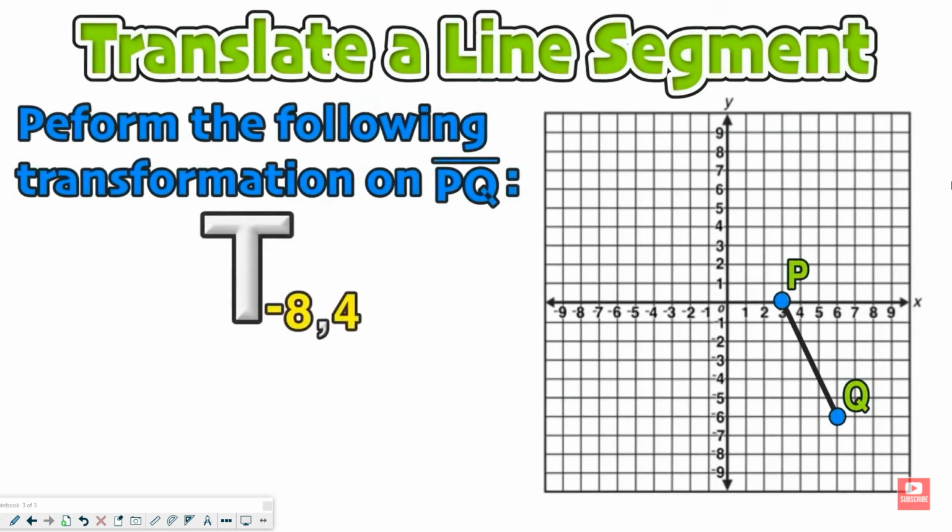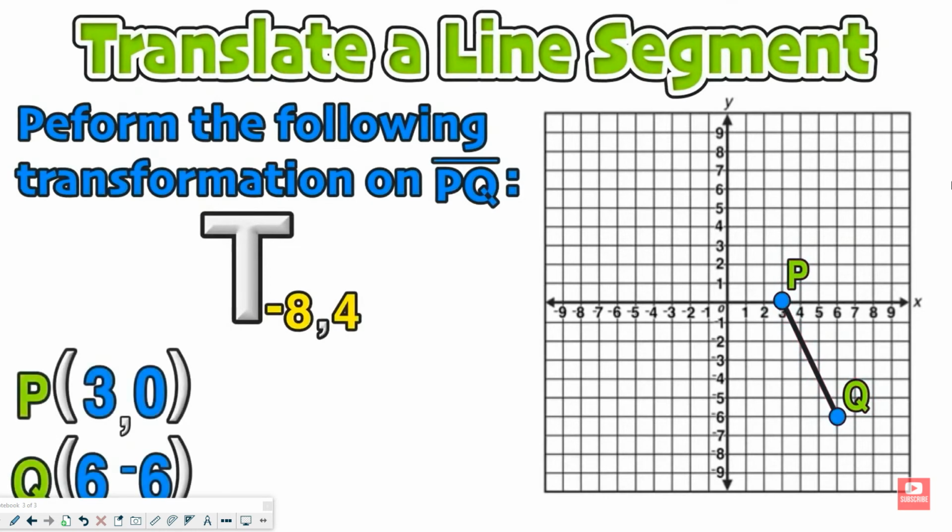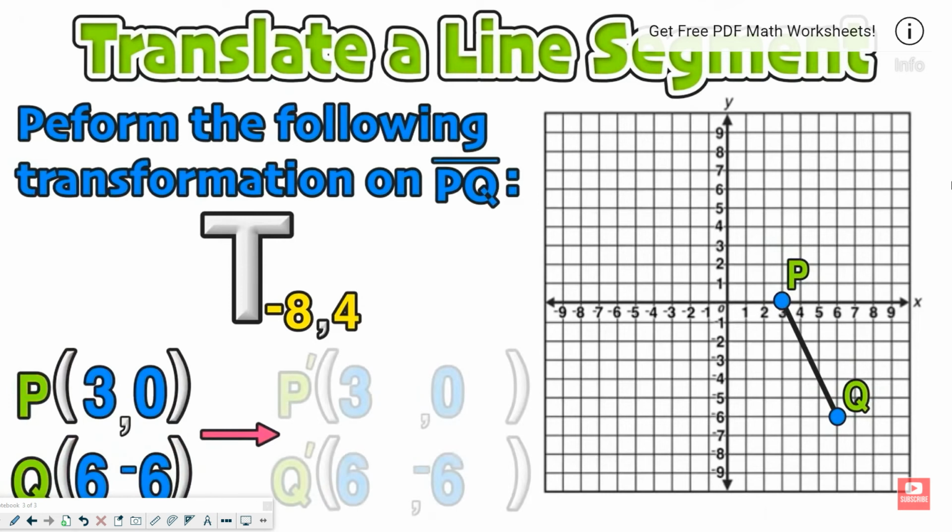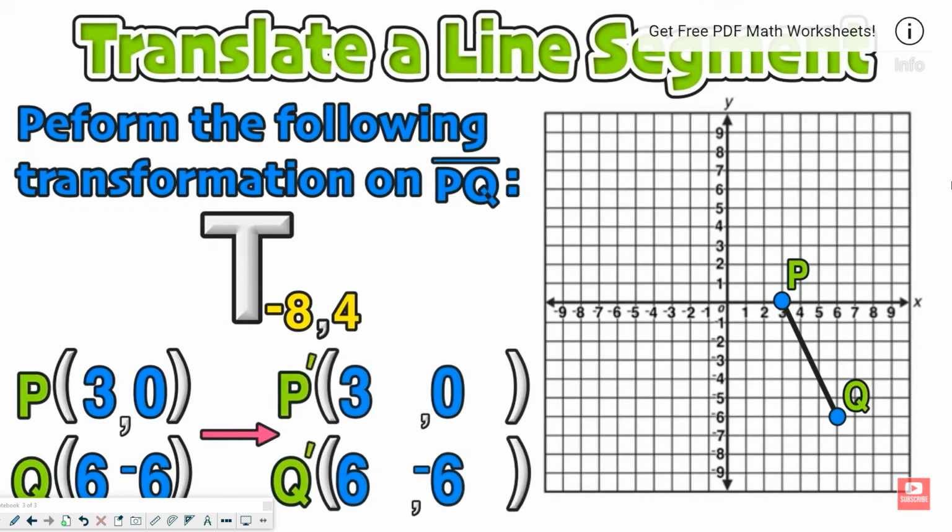Let's start our first example by performing the following transformation on line segment PQ. We can start by writing down the coordinates of the endpoints of PQ with P at (3, 0) and Q at (6, -6). Now, since this line segment is being translated, we know that P prime and Q prime will have different coordinates than P and Q.